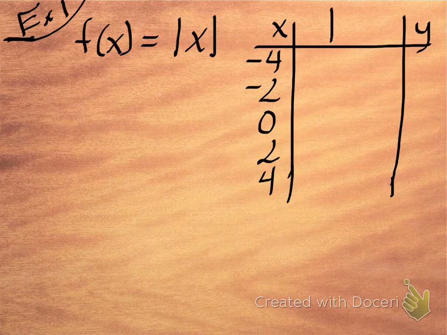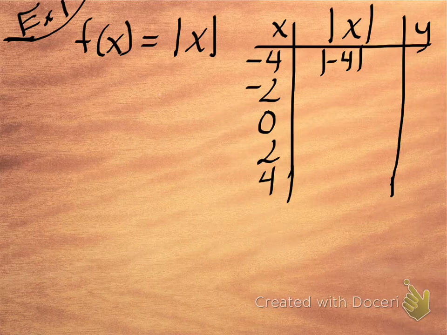The big key feature is that when I graph these, I come across that V, and if I don't, then I need to do some more points. Later on, we're going to learn how to find out where that V is going to happen. My inputs are my x's, so I'm going to replace inside. So I'm basically doing the absolute value of each of these numbers.